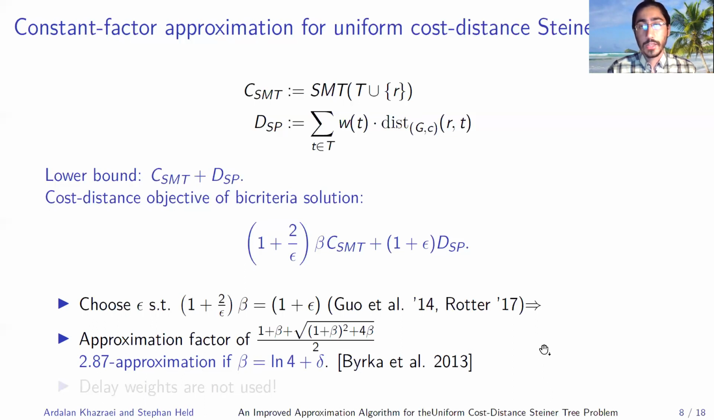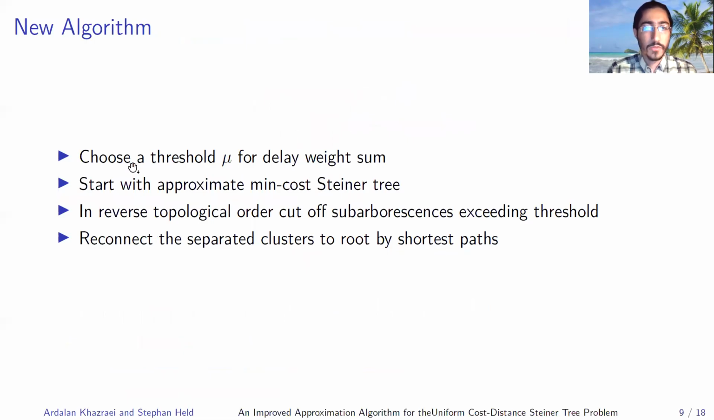Now, you should notice that throughout this algorithm, the delay weights of the terminals were not made use of. And this is exactly what we take advantage of to obtain our improved algorithm. So what we do in our algorithm is first we choose a threshold mu for the sum of the delay weights of all terminals using a given edge on their shortest path from the root. And we begin with an approximate minimum cost Steiner tree, going up in a bottom-up fashion in reverse topological order, starting from the leaves.